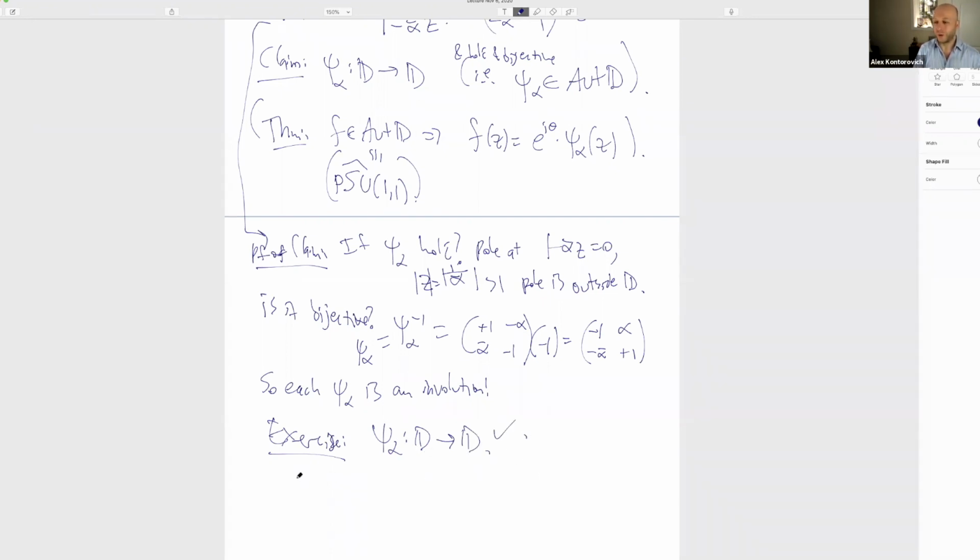And let me just do one more thing since we're out of time. A fact is that psi alpha takes 0 to, well, we can read it off here: 0 plus alpha divided by 0 plus 1. It takes 0 to alpha. And since it's its own inverse, it takes alpha to 0.